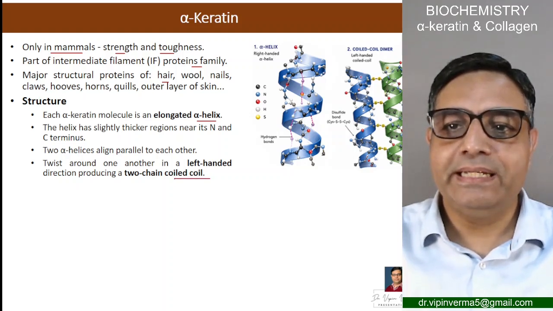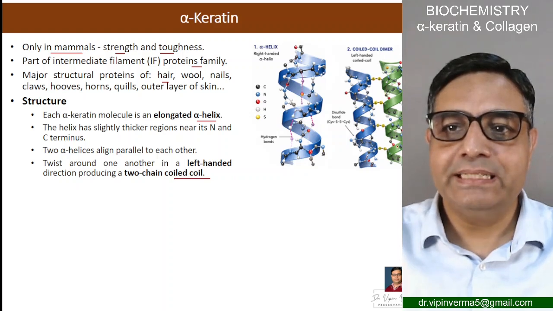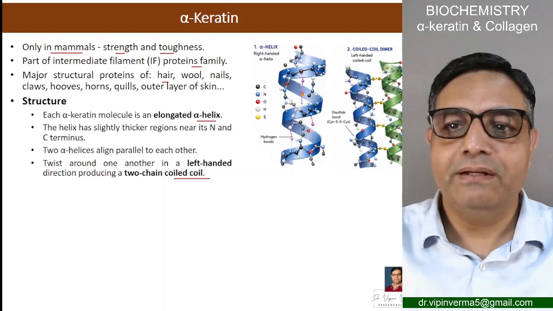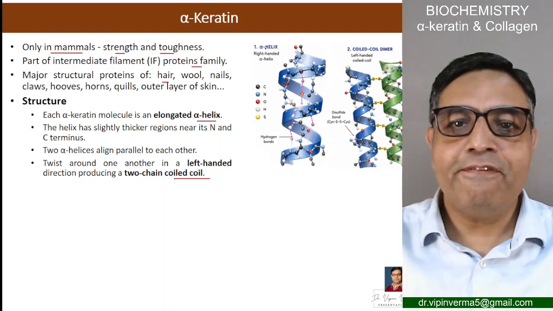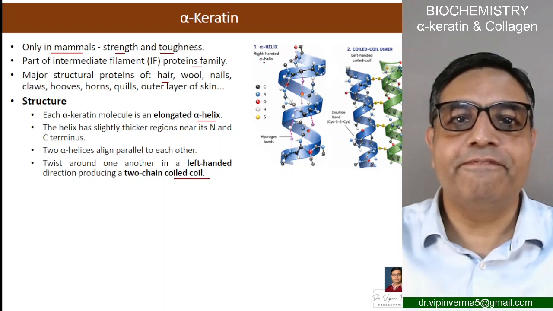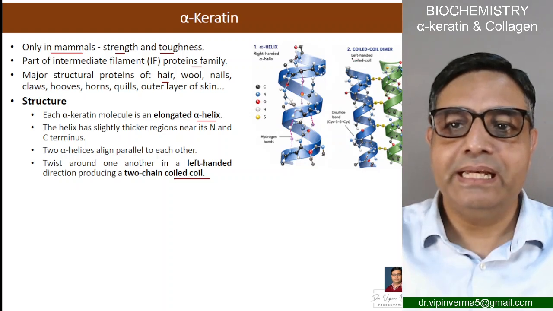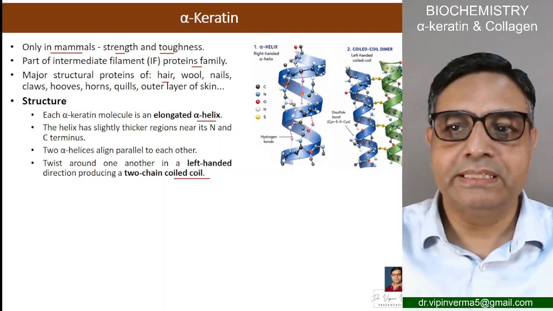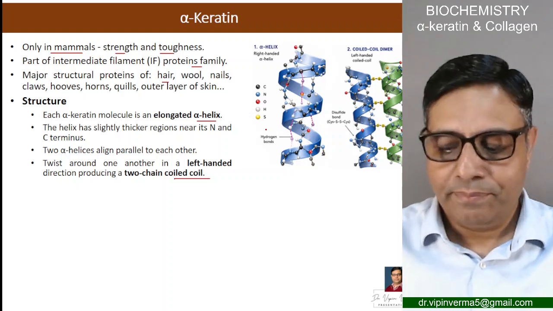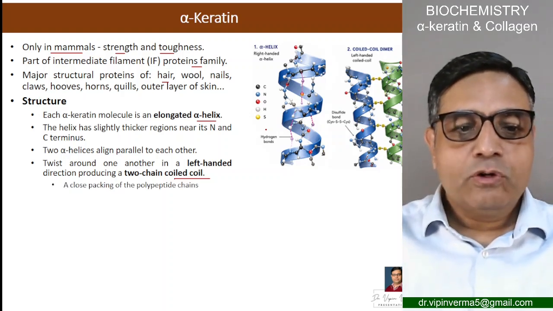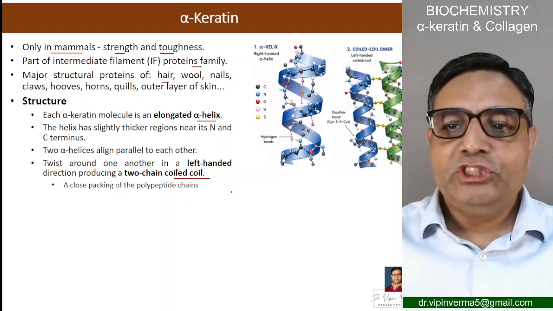So you can see here they are two helices, and they are the left-handed coiled coil when they are making a dimer. So the alpha helix by itself is a right-handed alpha helix, but when it comes in the dimer, then it becomes the left-handed coiled coil. This is something which is notable. And there is a close packing of the polypeptide chain, right?